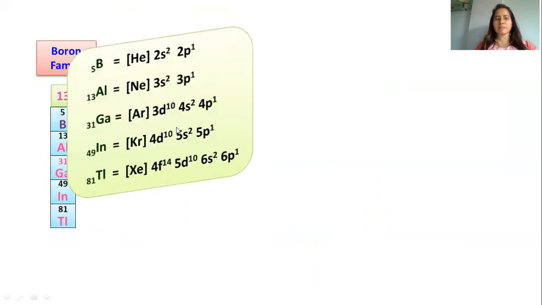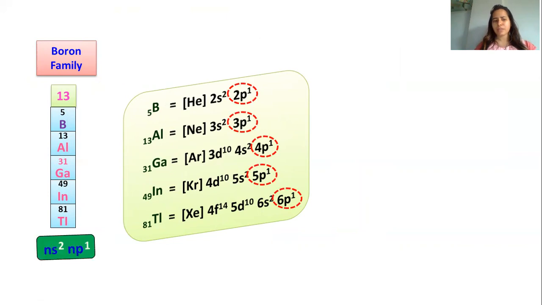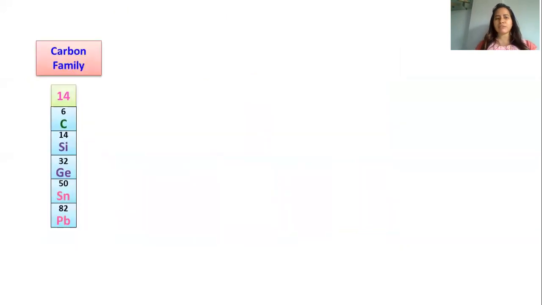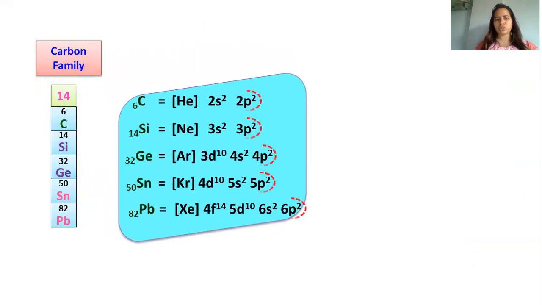Moving over here, when I say boron family, if you look at the electronic configuration of all the group 13 elements, and at the electrons present in the outermost shell, the general electronic configuration that you get for the boron family is ns2np1. Similarly, for the carbon family, that is group 14, the general electronic configuration that you get is ns2np2.